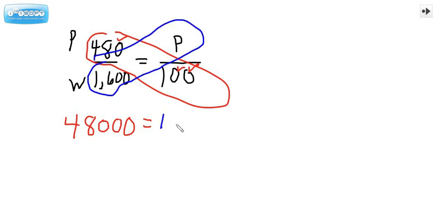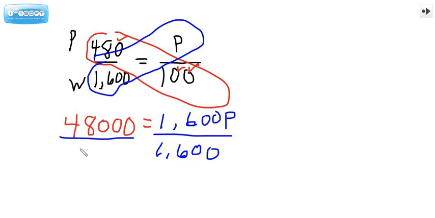That's 1,600 times P. To solve this, we would be dividing by 1,600. That's the coefficient. We do that on both sides of the equation to keep it balanced. All right, so that cancels out. Bring down the P. Take advantage that for every zero in your numerator, you can cross one out in your denominator. So we have a pair there, and here's another pair.